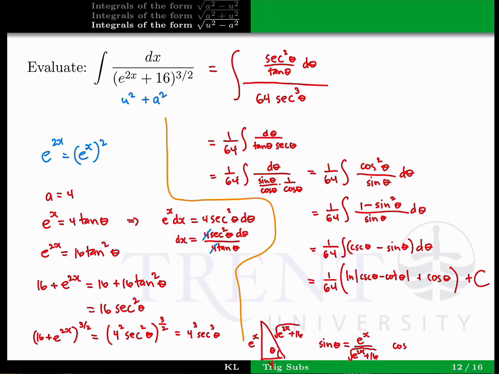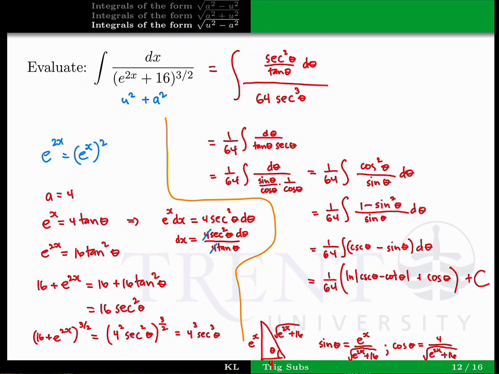Cosine theta is adjacent, which is 4 over the hypotenuse, e to the 2x plus 16, and you take the square root of this.